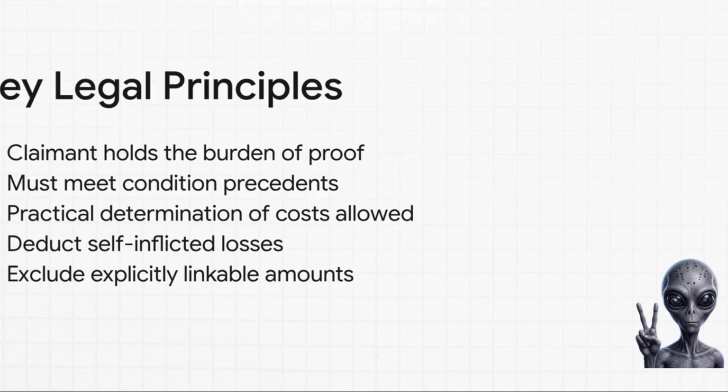First off, the contractor always holds the burden of proof. You also still have to satisfy all your contractual notice requirements. You know, those pesky condition precedents. If you miss the deadline to notify the employer of a delay, your global claim might be completely dead on arrival. Plus, you have to be honest and deduct any self-inflicted losses from your total. And if there are any specific costs that you can explicitly link to an event, you've got to pull those out of the global claim and process them normally.